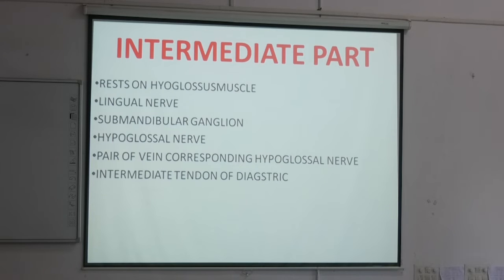Now the intermediate part rests on the hyoglossus muscle, which passes from the hyoid bone to the tongue. That is the hyoglossus muscle. The lingual nerve you can definitely identify. Then the submandibular ganglion, hypoglossal nerve, the pair of veins corresponding to the hypoglossal nerve, and the intermediate tendon of the digastric.